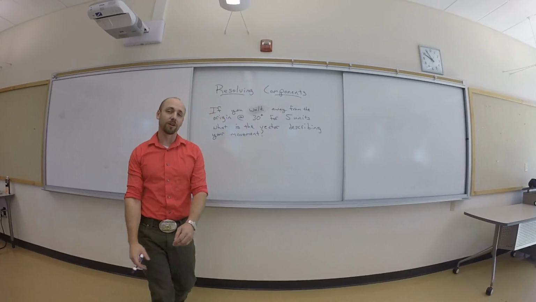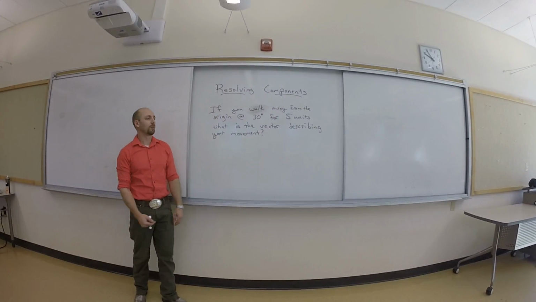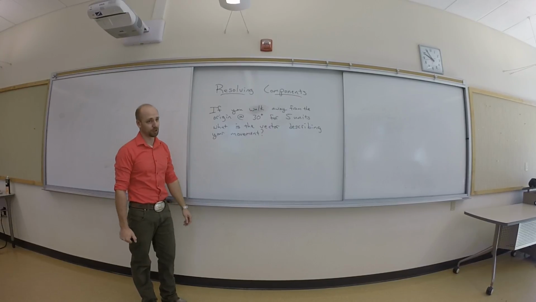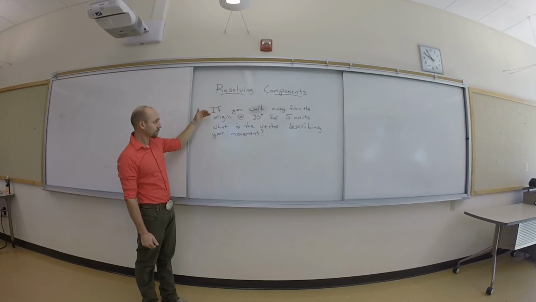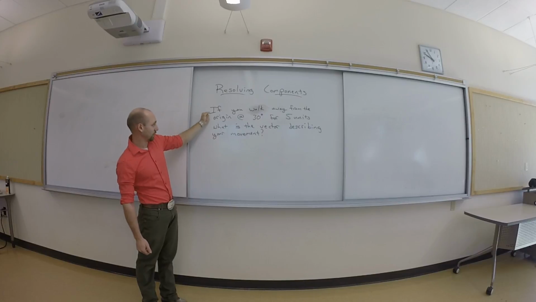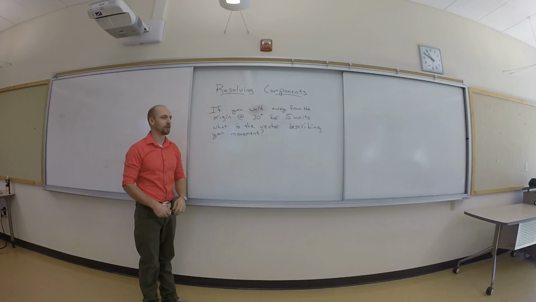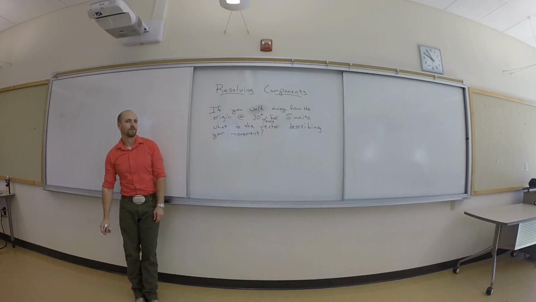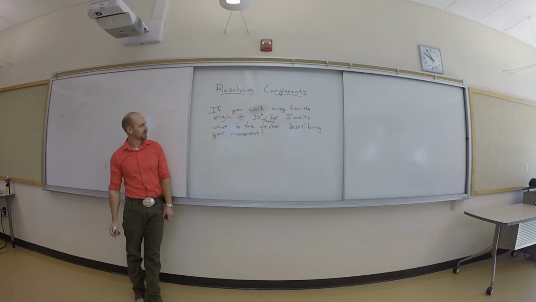All right, so let's try the other direction, which is I want to resolve components given some angle and length information, right? So if you walk away from the origin at an angle of 30 degrees with the x-axis for 5 units, whatever that means, what's the vector describing your movement?